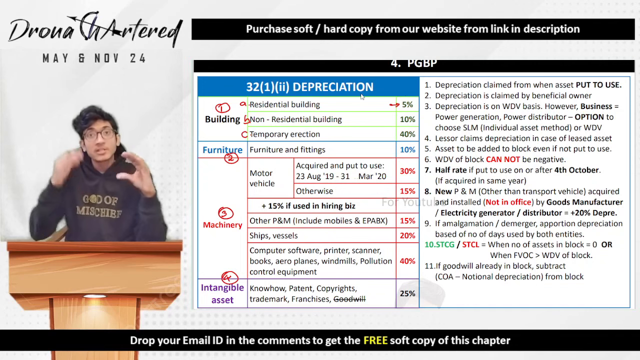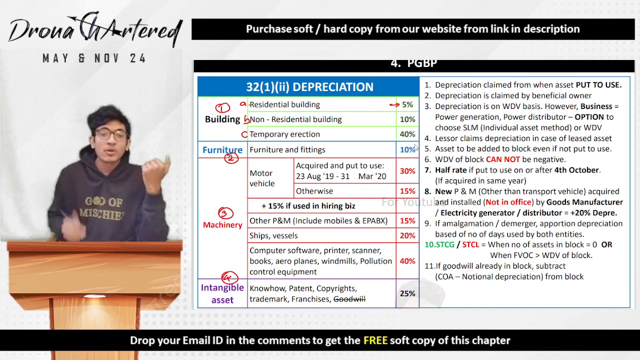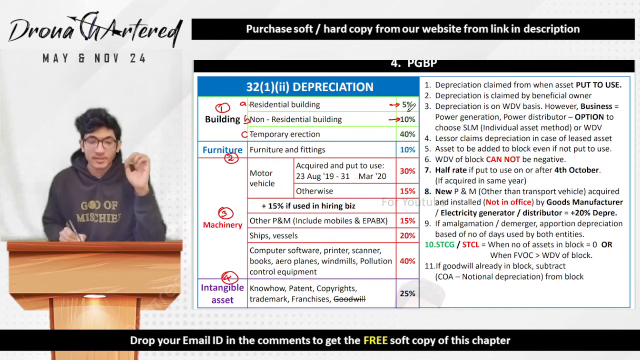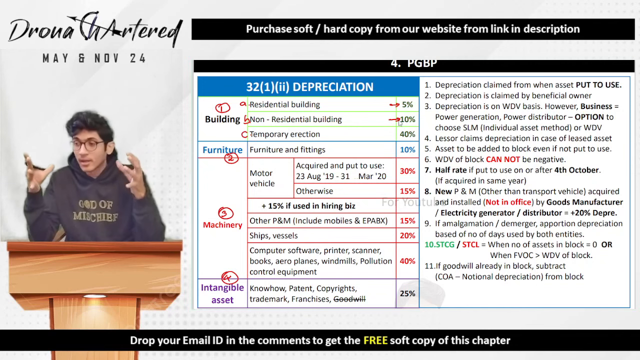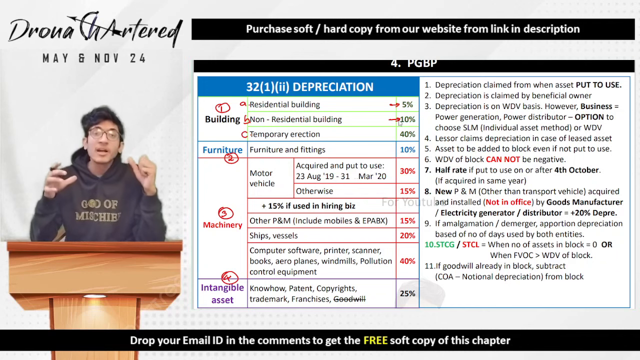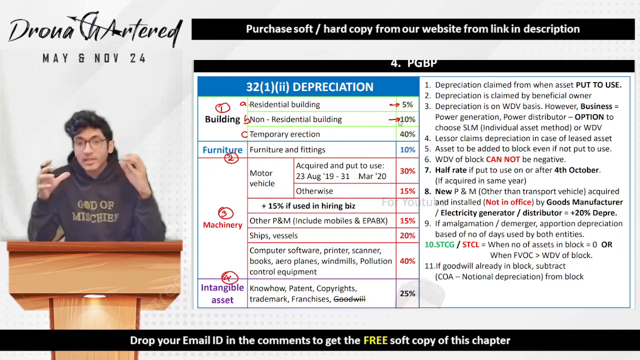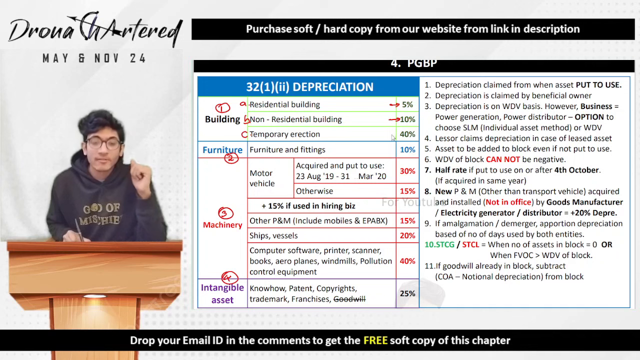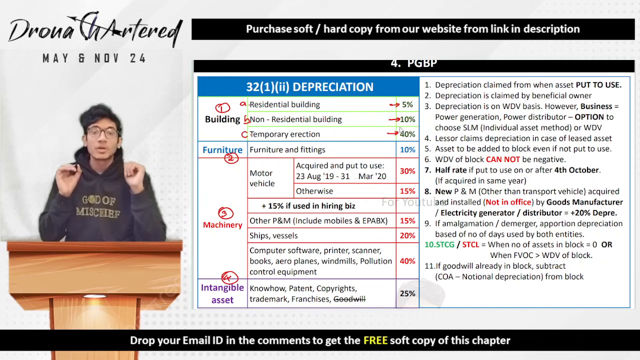For non-residential building, it will be double. That means that is used for commercial purpose. So instead of 5%, the rate will become 10%. Then you have your temporary erection. Say for example, a building is being made, but for the workers that are making the building, you have made some temporary housing. In such a case, the temporary erection that you make will be depreciated at the rate of 40%.